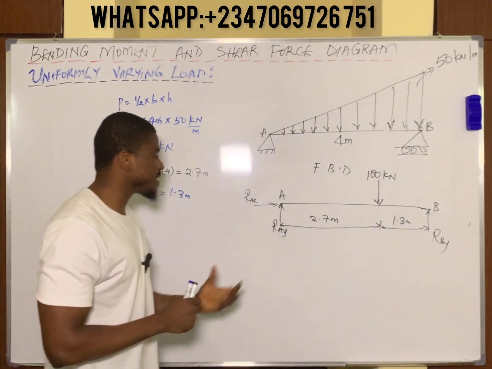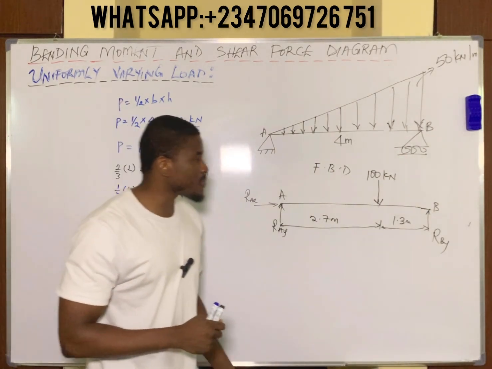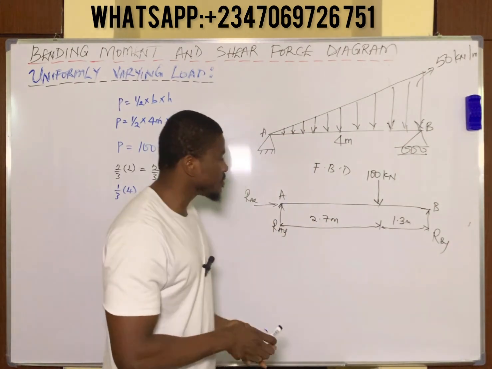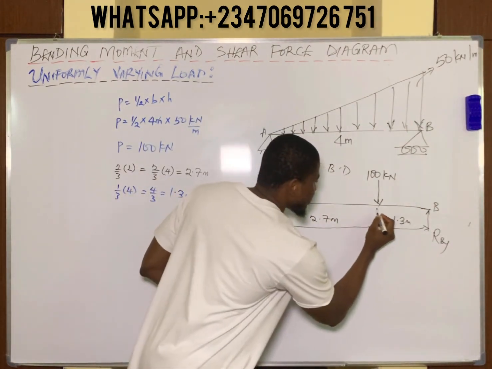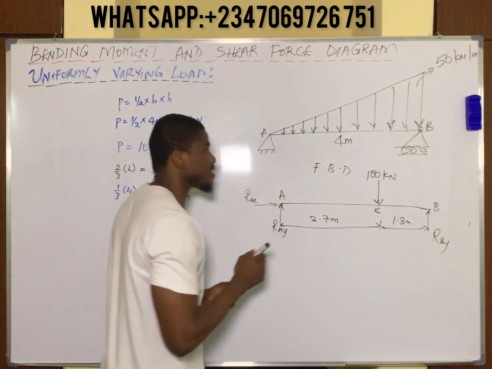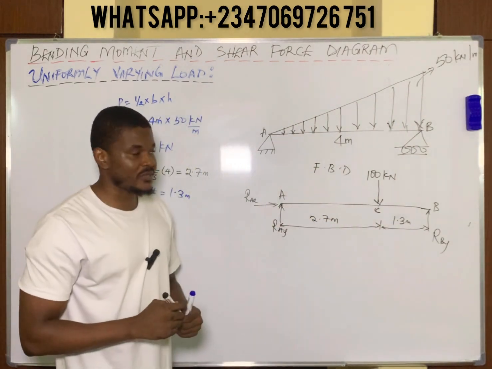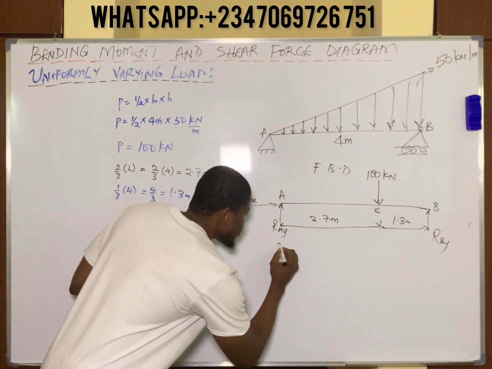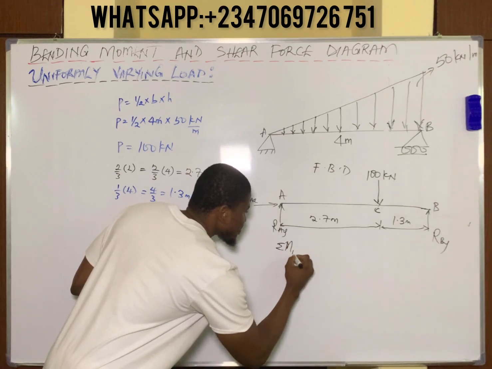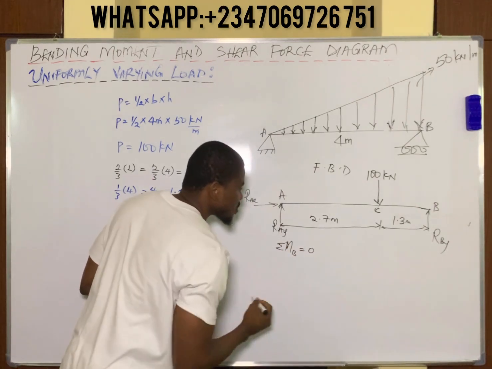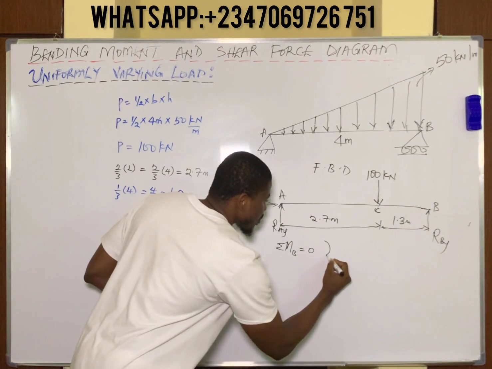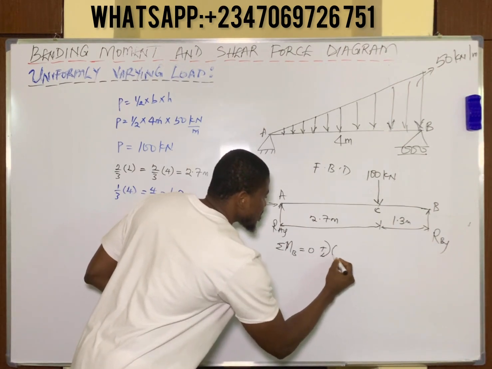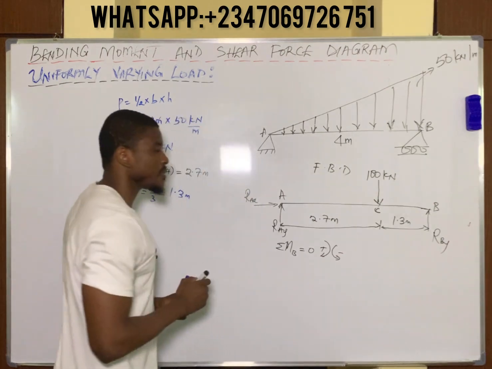Now, I want to find RAY. I will simply take moment at point B. If I do that, mind you, you can simply call here point C, since it wasn't indicated in the diagram. So let's take moment at point B. The summation of moment at point B is going to be equal to 0. Let's consider clockwise moment to be positive and anti-clockwise moment to be negative.